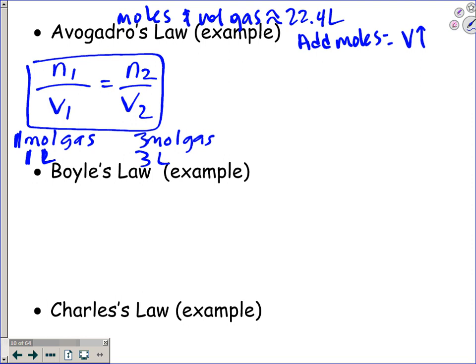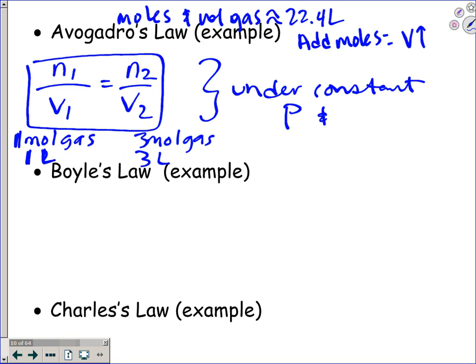Now, what two variables did I not list? Right, look at the P, T, V, and N. So this is under constant pressure and temperature. Because if I'm not including those variables in the equations, I must assume they are constant. So make sure you include that as well.